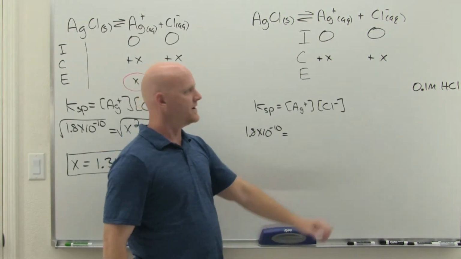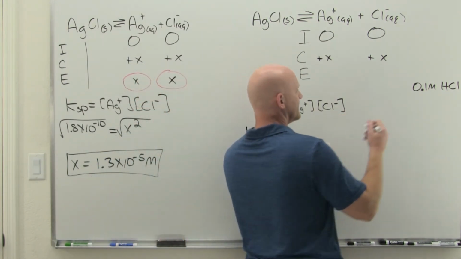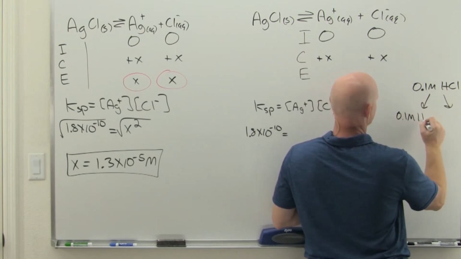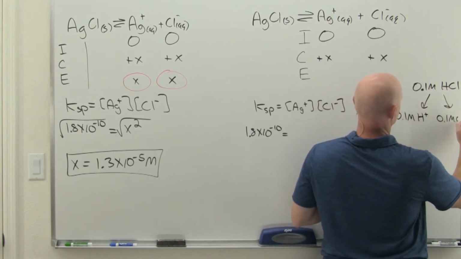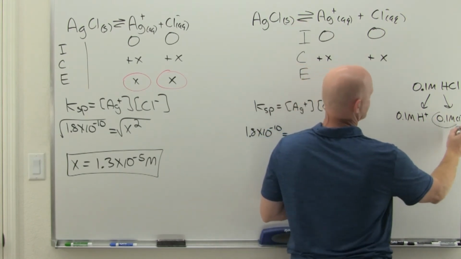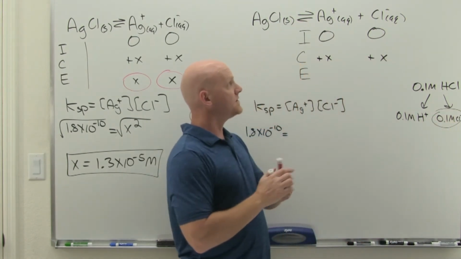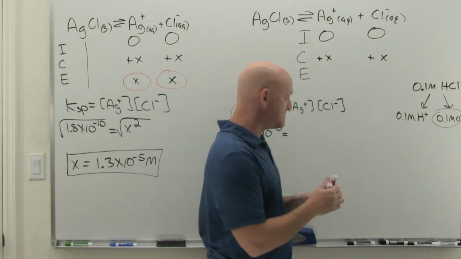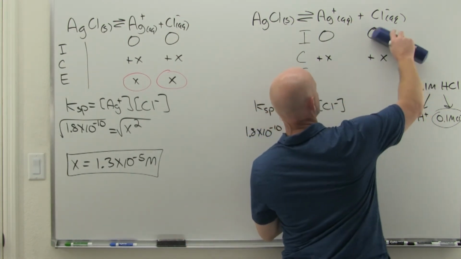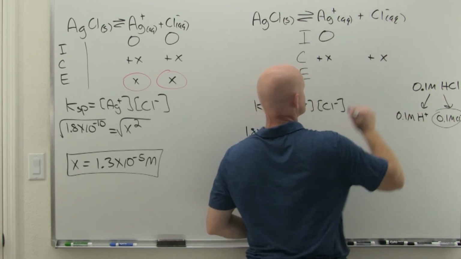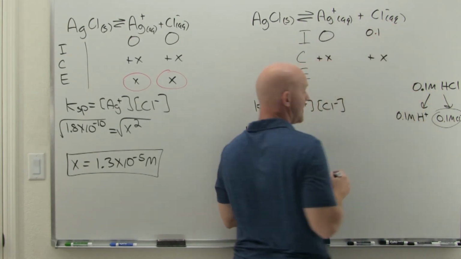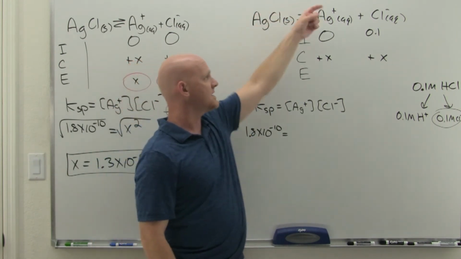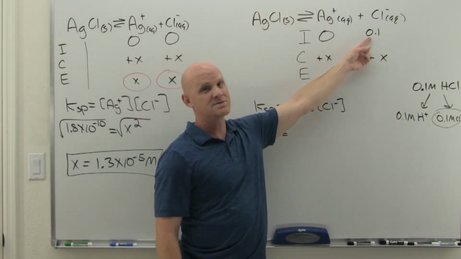But we don't have pure water. We have 0.1 molar HCl, and 0.1 molar HCl dissociates to give you 0.1 molar H plus and 0.1 molar Cl minus, and that's what I care about. Before my AgCl even dissociates, there's not 0 amount of chloride, there's 0.1 molar. And so that's where this changes the math here on the setup, is we already have chloride in our solution, a lot of it, before AgCl even dissociates. And so before the dissociation, our initial concentration of chloride is not 0, it's 0.1.